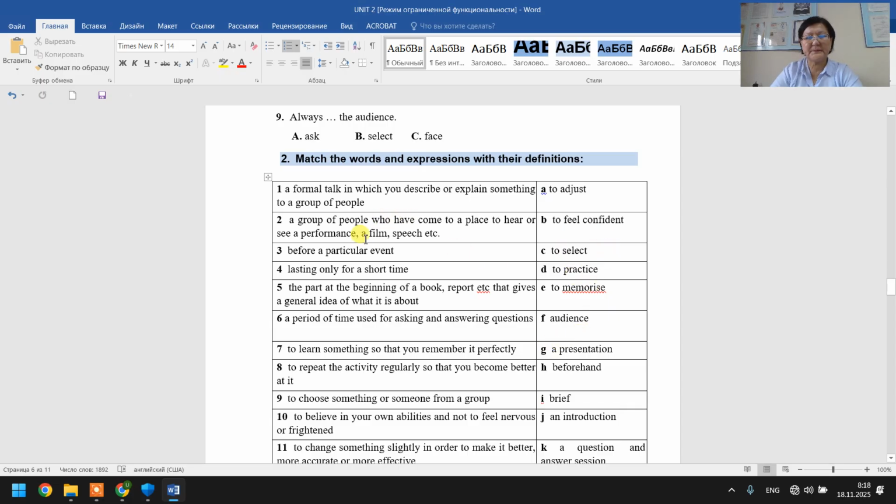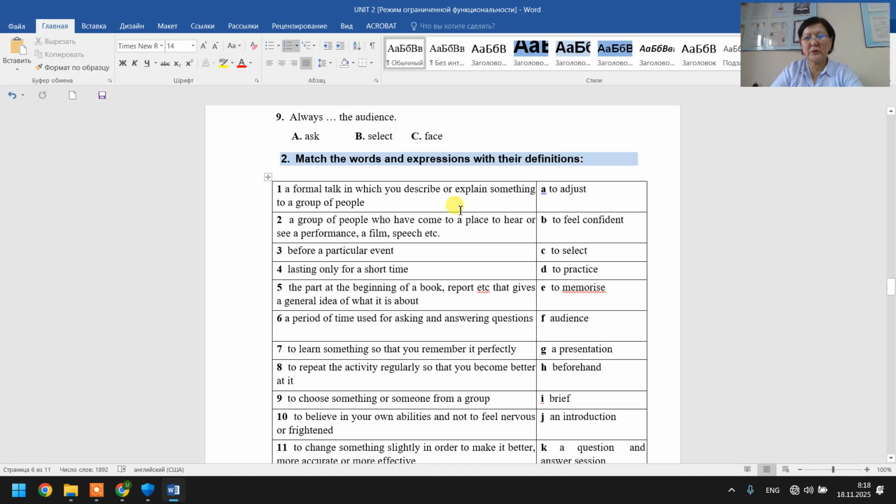And according to their meaning, we have to guess the right definition, choose among these definitions the right one. The first, for example, I will help you to do the first expression: a formal talk in which you describe or explain something to a group of people.